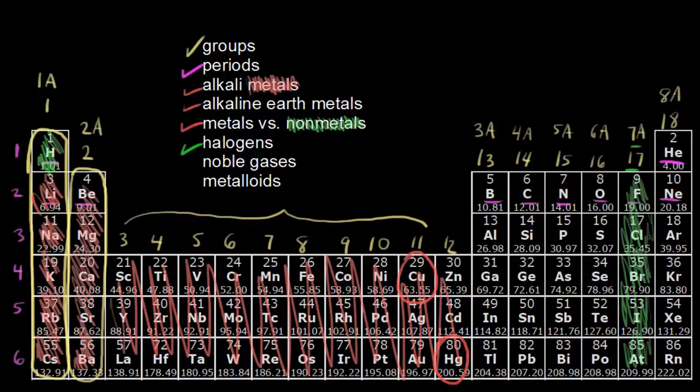And so we're actually going to come back to that in the next video when we look at some electron configurations and we talk about why these things are so reactive. And so those are the halogens.